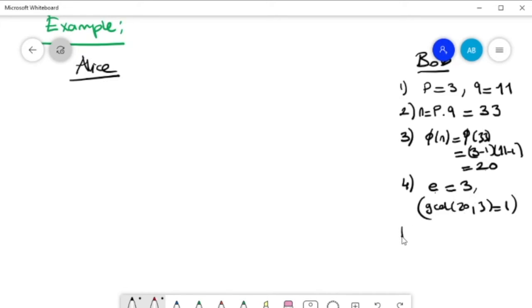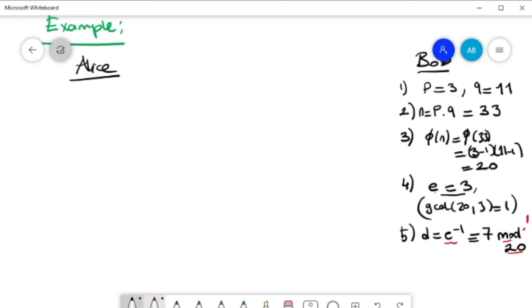And as the fifth step, we compute D, which is the inverse of E, so this is 7 modulo phi. This is important that we need to invert E according to modulo phi of N. It's not modulo N. This is important in key generation. You have to be careful. Okay, now we know that E is 3, D is 7, N is 33.